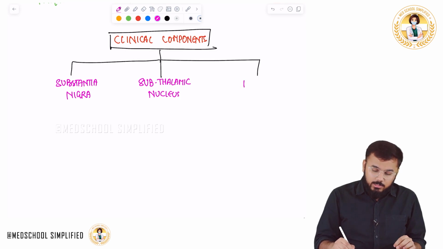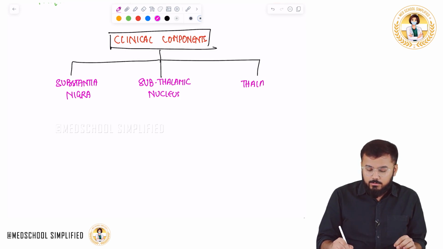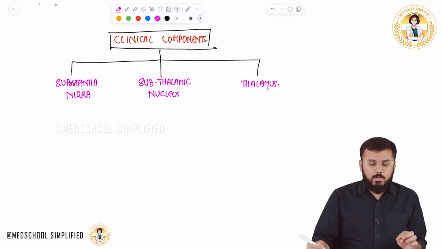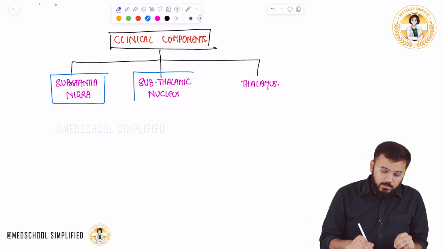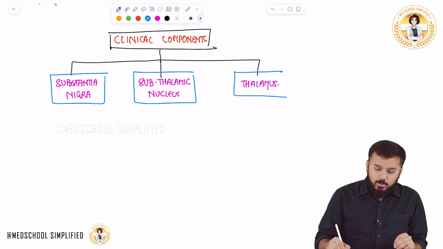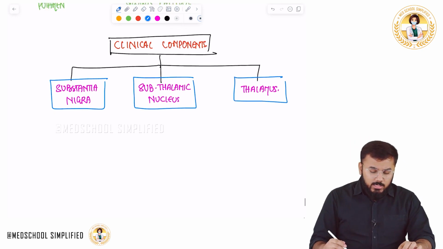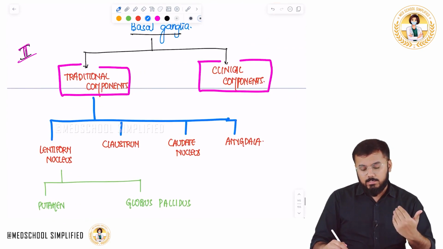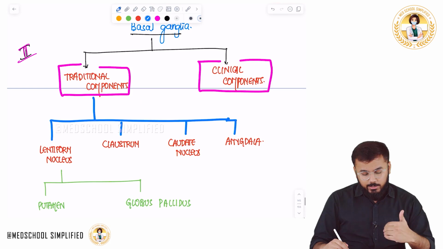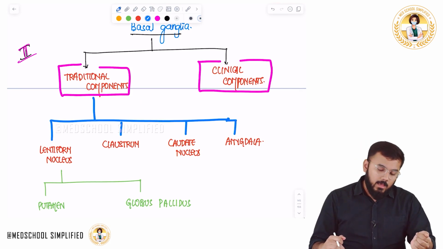Okay, and after that, the last one is called the thalamus. So these are the three important things. One is called substantia nigra, another one is called subthalamic nucleus, and the third important one is your thalamus. So this classification is called the traditional classification as well as the clinical classification, where we divided into traditional components as well as the clinical components.